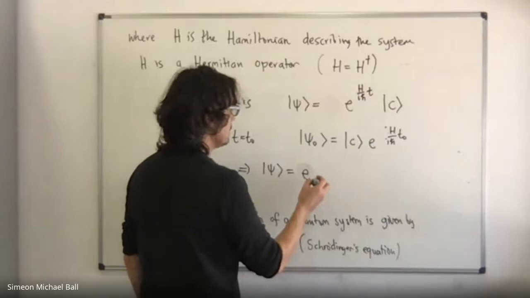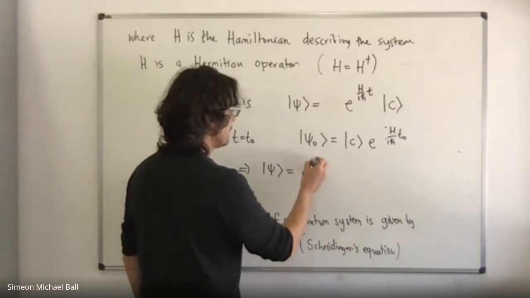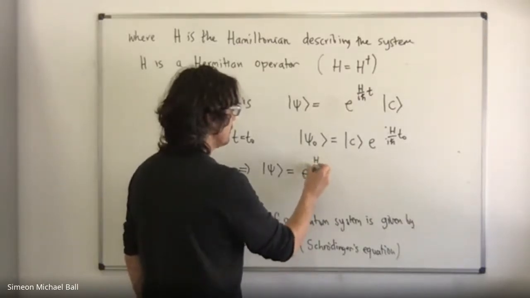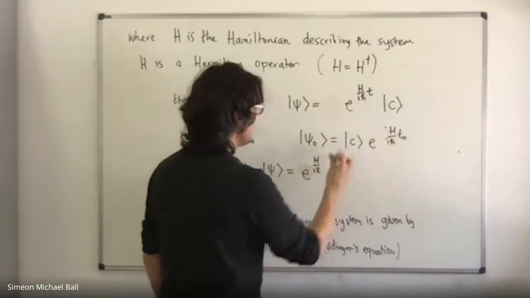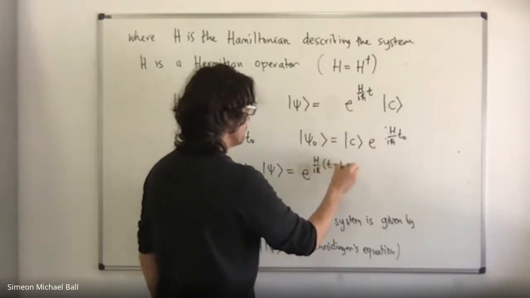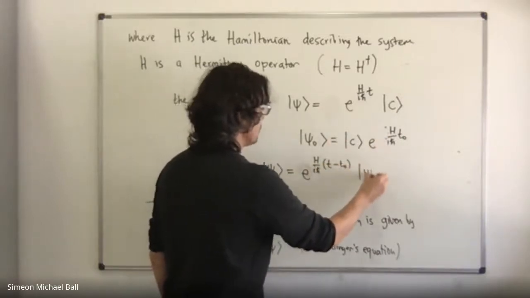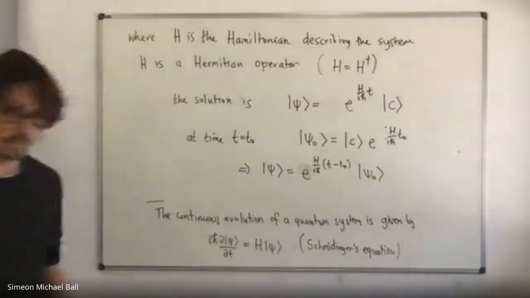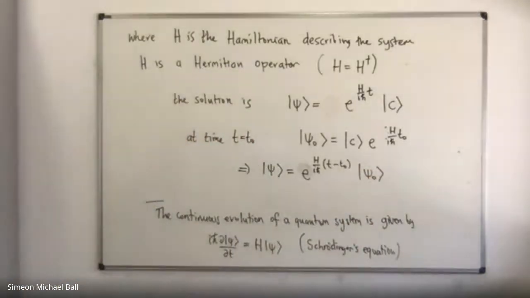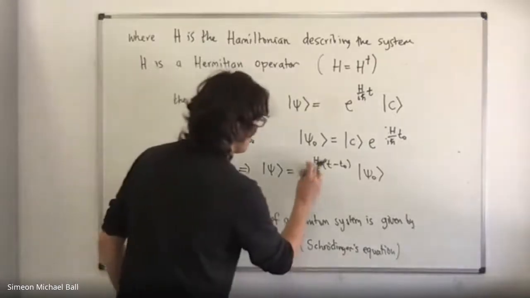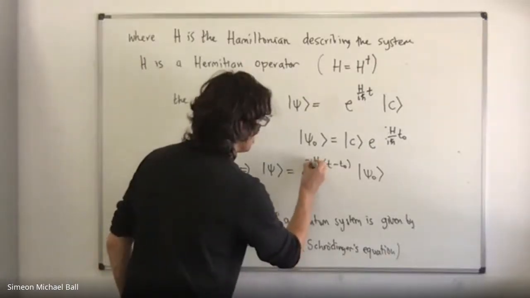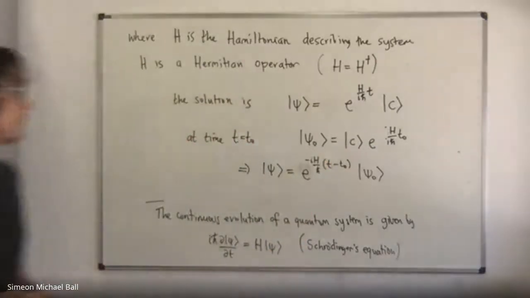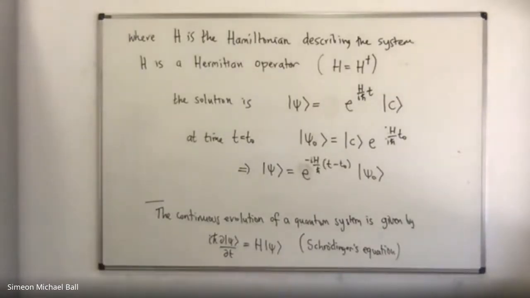E to the h I over h naught. This will be a minus, so it'll be t minus t naught times whatever you start with. Okay? And now I'm just going to put this I at the top. So this will be minus I. So that's the solution to Schrodinger's equation.